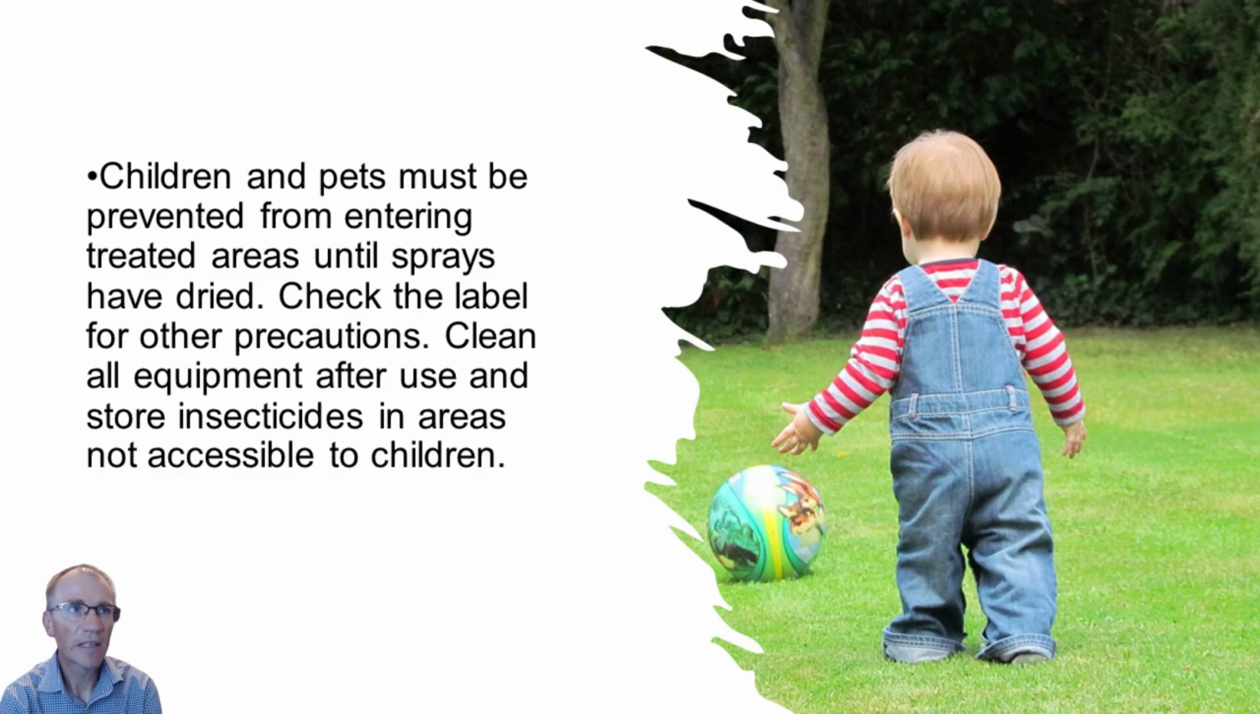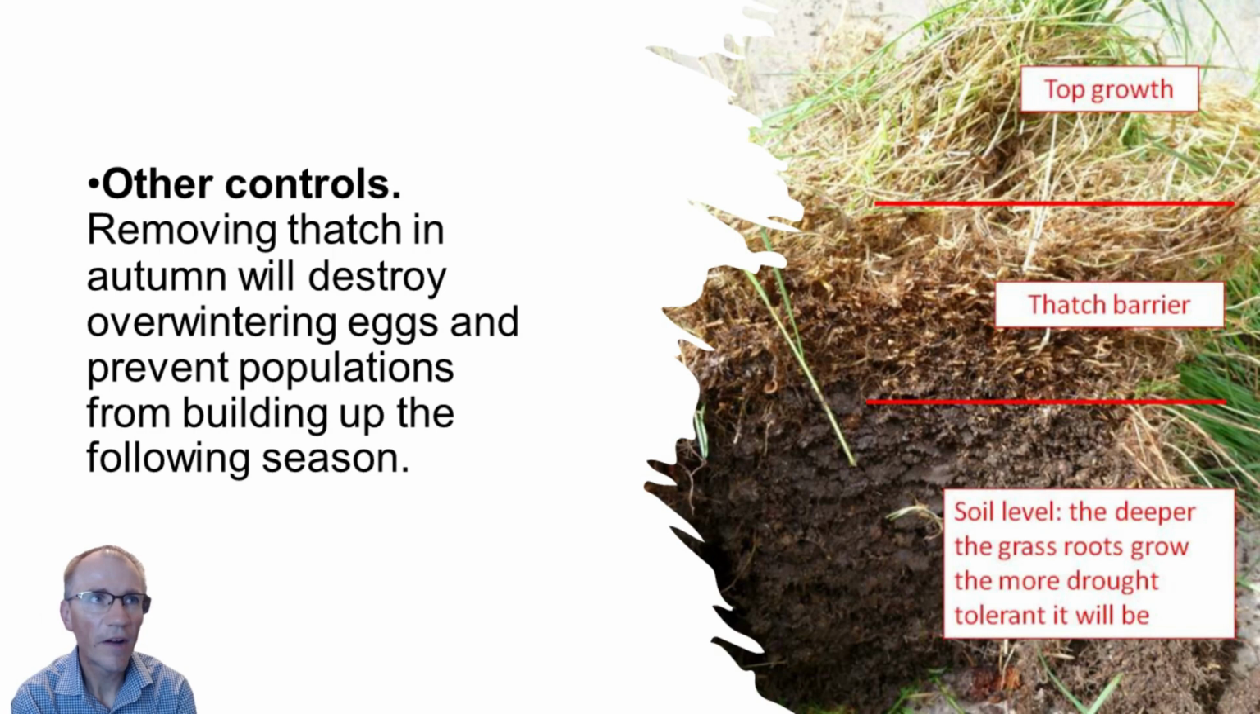Children and pets must be prevented from entering treated areas until sprays have dried. Check the label for other precautions. Clean all equipment after use and store insecticides in areas not accessible to children. Other chemicals. Removing thatch in autumn will destroy overwintering eggs and prevent populations from building up the following season.